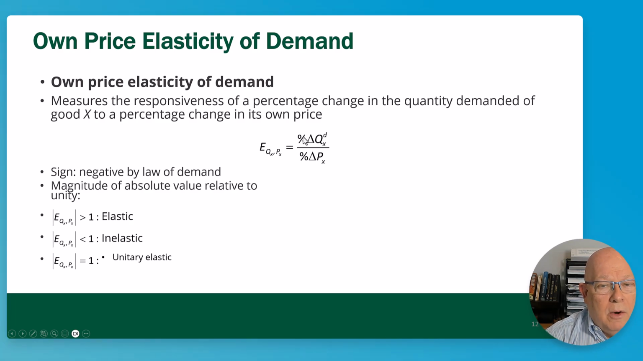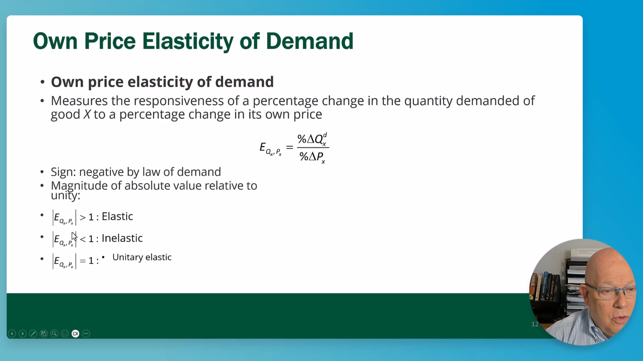So the numerator is the percentage change in the quantity demanded relative to the percentage change in the price. And this, again, is the same product. It's quantity of X and the price of X. By definition, we should have a negative number because of the law of demand. The higher the price, the fewer units that should be demanded.